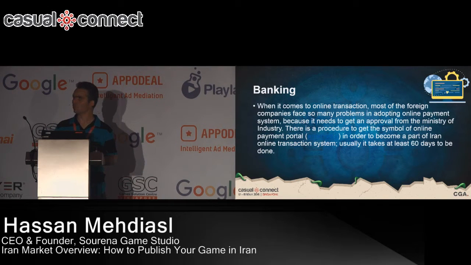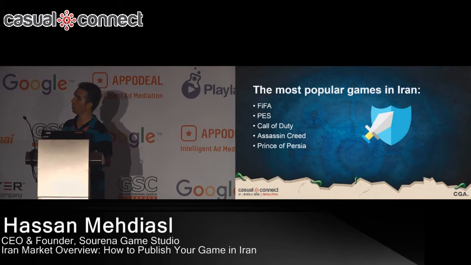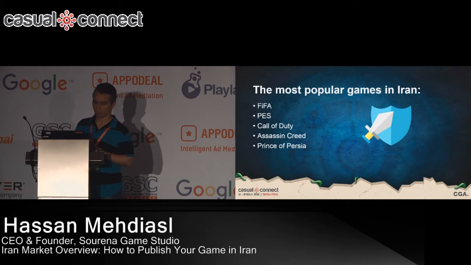Actually, it takes around 2 months to get the license, and you should keep the logo on your site. This is necessary actually. And most popular PC and console games are FIFA, PES, Call of Duty, Assassin's Creed, and Prince of Persia.